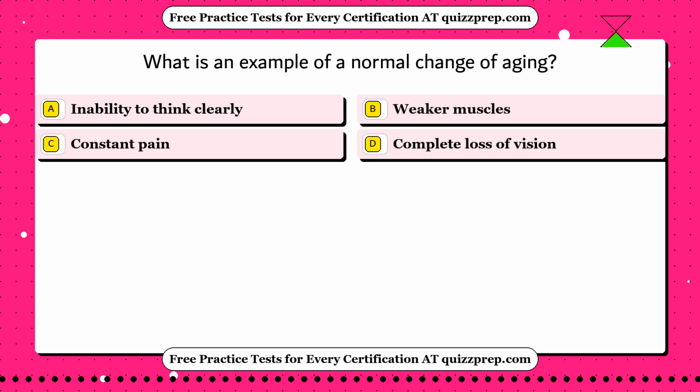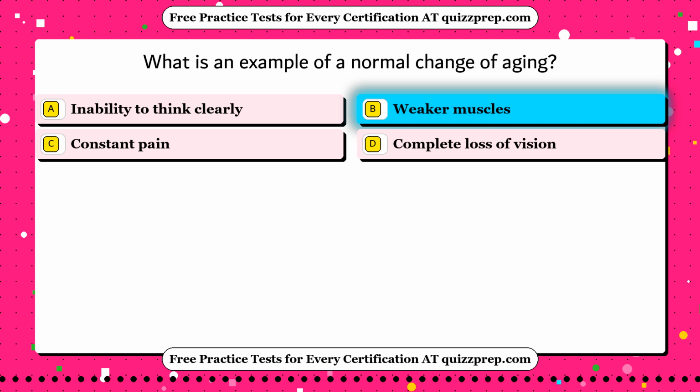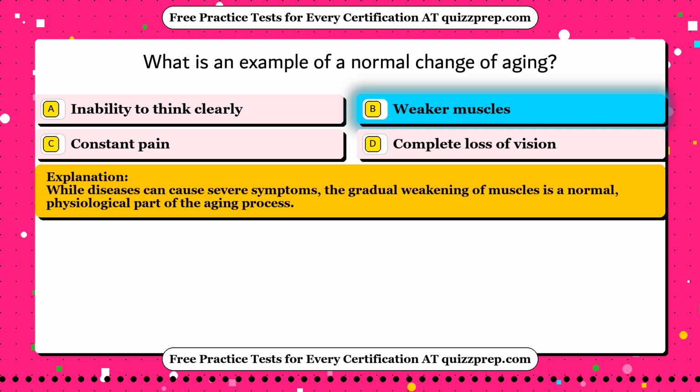Question 75. What is an example of a normal change of aging? Option A, inability to think clearly. Option B, weaker muscles. Option C, constant pain. Option D, complete loss of vision. The correct answer is option B, weaker muscles. While diseases can cause severe symptoms, the gradual weakening of muscles is a normal, physiological part of the aging process.